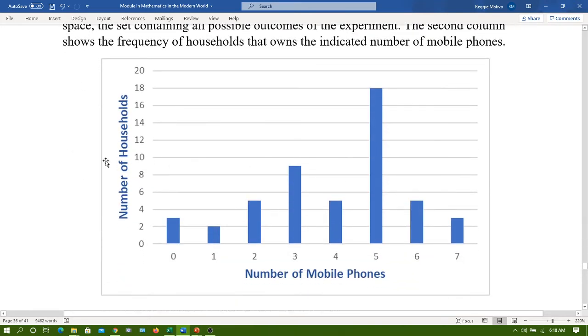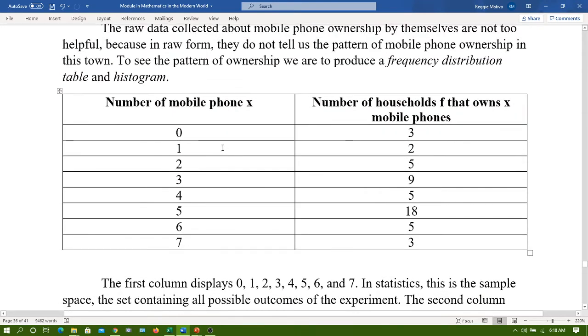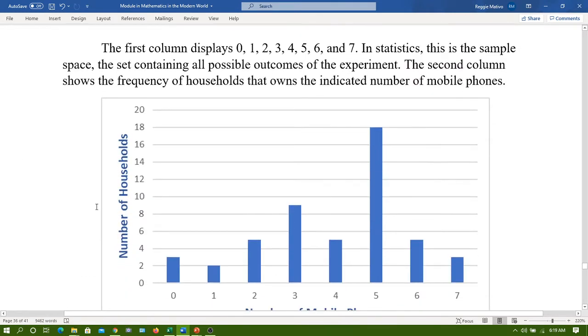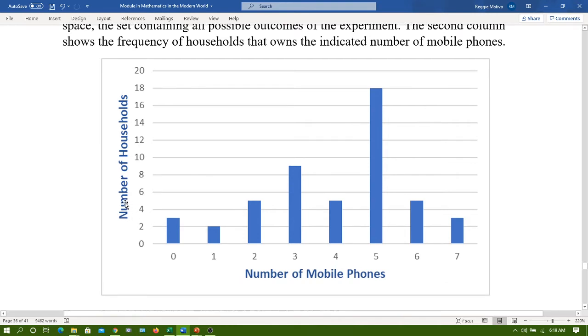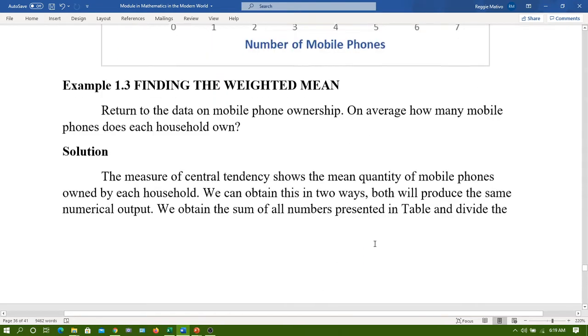So this is the histogram, which is the better picture now. In this table, the frequency distribution table, or this histogram. Okay, we love to look at the histogram, of course, because it tells us most of the houses have 5 cell phones because it's the highest bar in the histogram. That's correct. That's a very good observation. So, based on this histogram, we can clearly say that most of the households have 5 cell phones. But let us take a look at the next example.